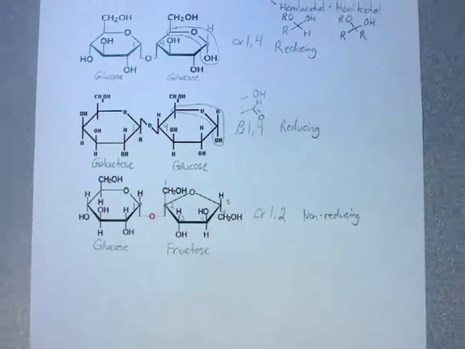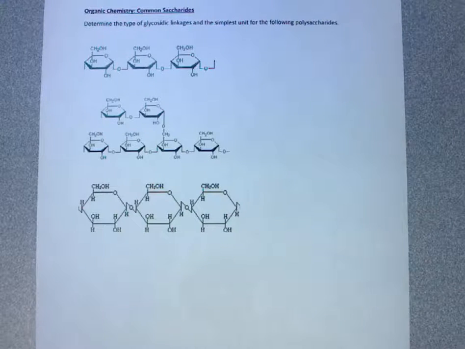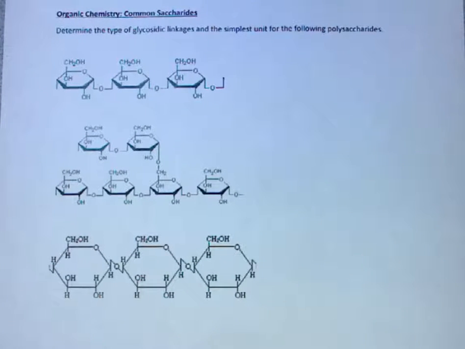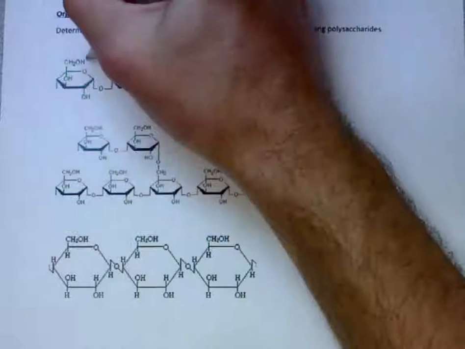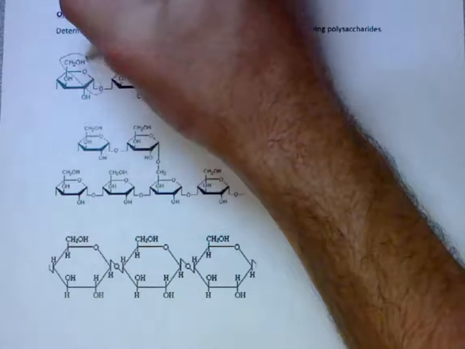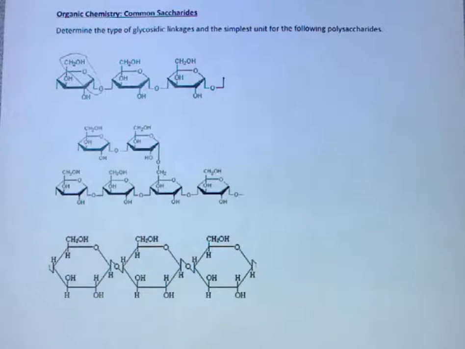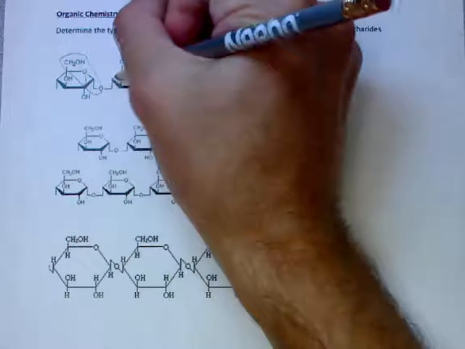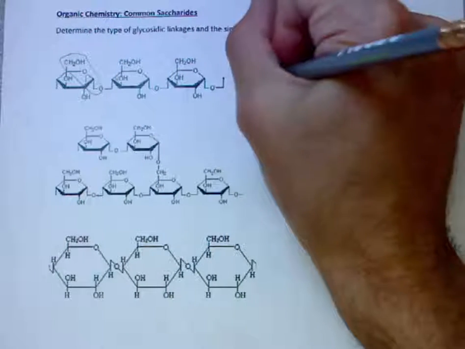sugar. Now we are looking at polysaccharides, and we have to determine the type of glycosidic linkage and what the simplest unit is. For the first one, you can see that this is a polysaccharide made of glucose, and you can see that it is going to be alpha, and it is between carbons 1 and 4.